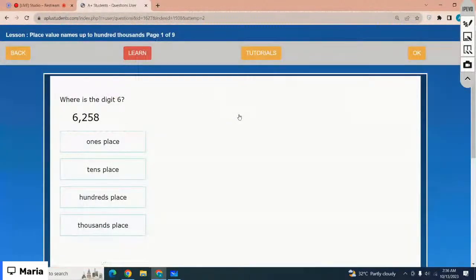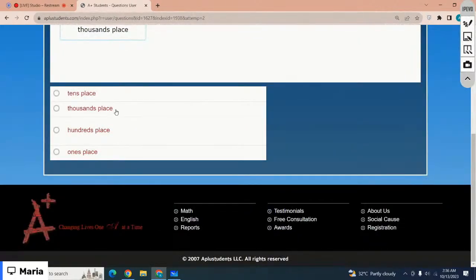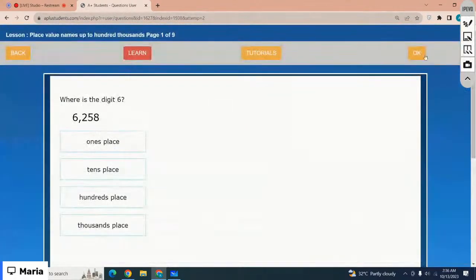Where is the digit 6? Which is the correct option? 6 is at the thousands position. The correct option is thousands place, right?